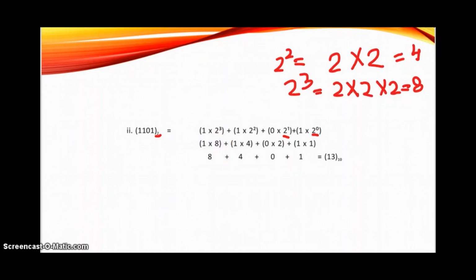Now the third conversion is 1000. So you have to first write the place values, then multiply them with the digits there. So 0 into 2 to the power 0, 0 into 2 to the power 1, 0 into 2 to the power 2, and 1 into 2 raised to the power 3. So it comes out to be 8. This 8 is the decimal equivalent of 1000, which is the binary number.